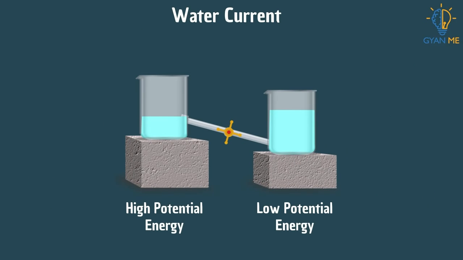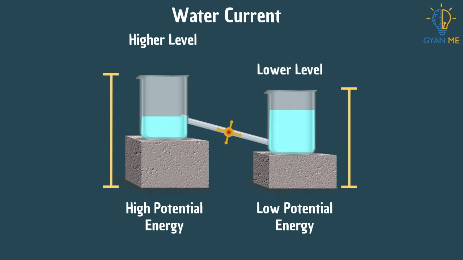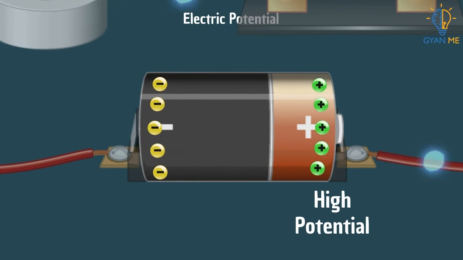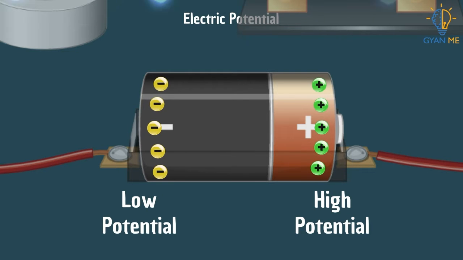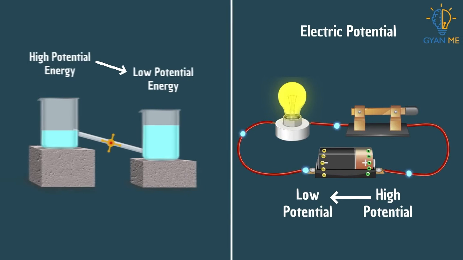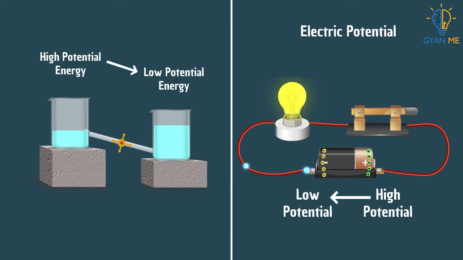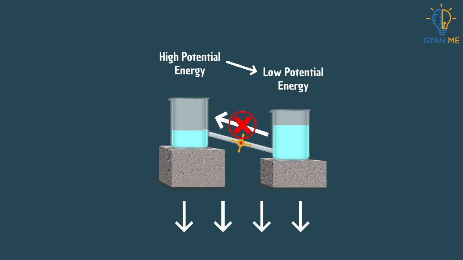As potential energy of water is high at the higher level and low at the lower level due to difference in their heights, water flows from a higher level to a lower level. Similarly, electric potential is high at one end of the conductor and low at the other end of the conductor. Due to difference in amount of charges, current flows from higher electric potential to lower electric potential. However, in both these cases, the direction of flow is from higher potential to lower potential, because water always flows from a higher to lower level due to gravity.